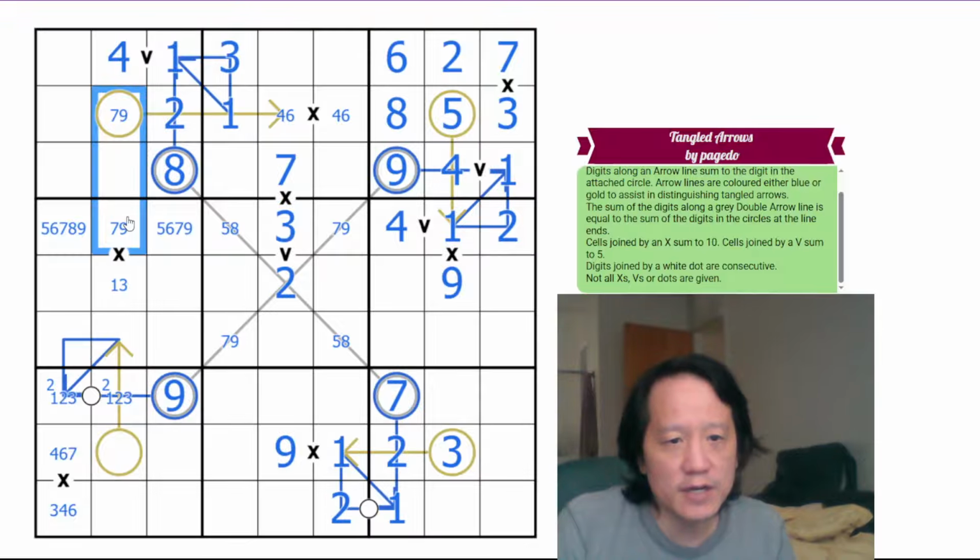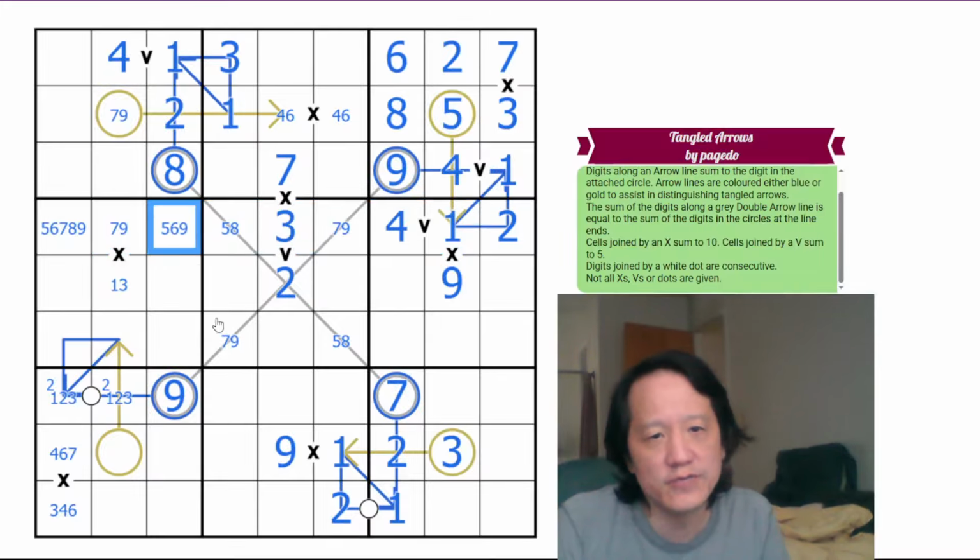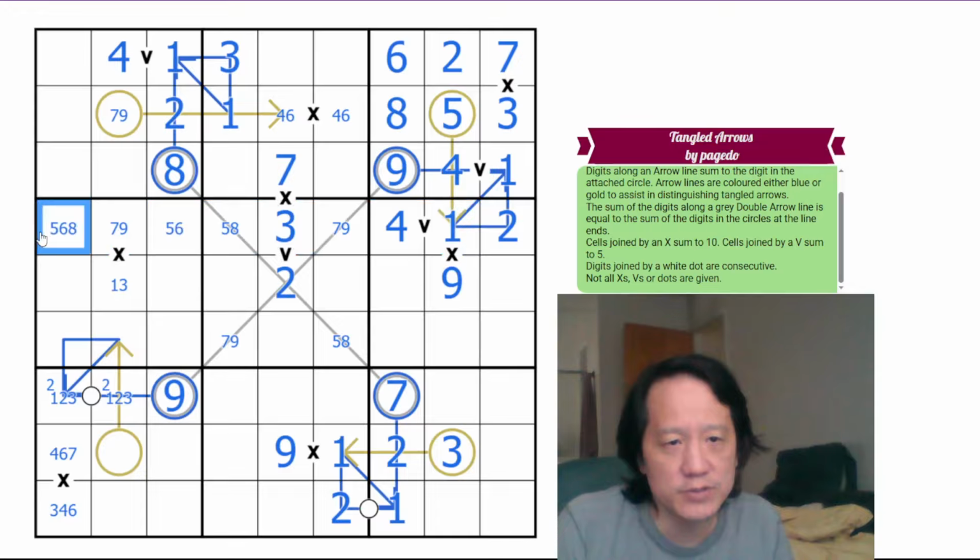We have a 7, 9 pair in column 2, which eliminates 7, 9 in the rest of the column. We also have a 7, 9 pair in row 4, which eliminates 7, 9 in the rest of the row. This can't be 7, 9. That can't be 7 or 9.